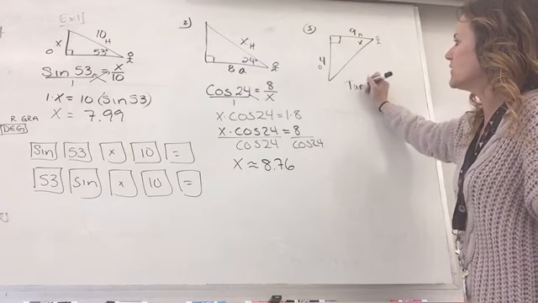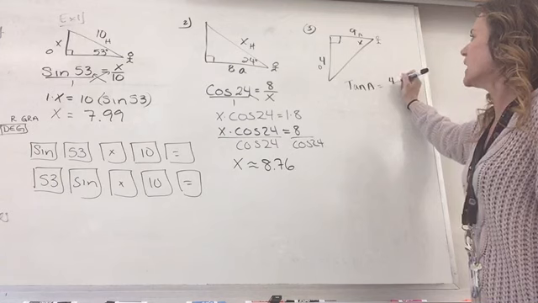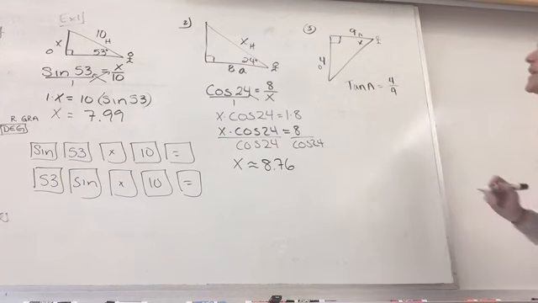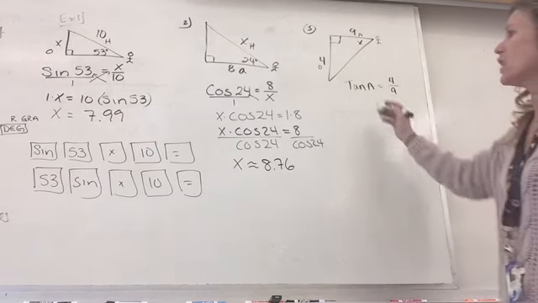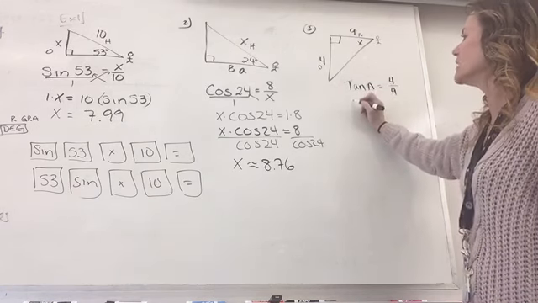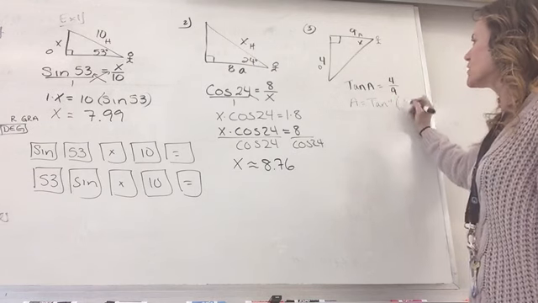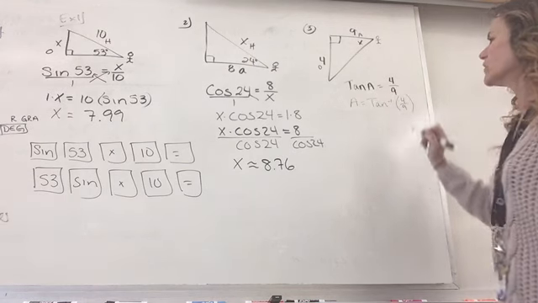So we say the tangent of A, because I don't know what the angle is, that is what I'm looking for, is equal to the opposite over the adjacent. Now, to get A by itself, I have to divide by tangent, but we don't really divide by it, we do what's called the inverse. So A is equal to the inverse tangent of 4 over 9.